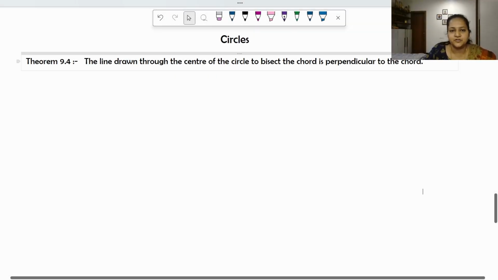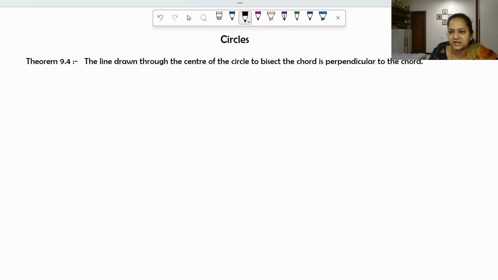Let's look at theorem 9.4, children. The theorem says the line drawn through the center of a circle to bisect the chord is perpendicular to the chord. It's the converse of the previous theorem which said a perpendicular from the center to the chord bisects the chord, right? So here what we are given, we are told that the line which will be joining the center of the circle to the midpoint of the chord, or the line drawn from the center of the circle to bisect the chord, both mean the same, will be perpendicular to the chord. Perpendicular means what? It will make a 90-degree angle.